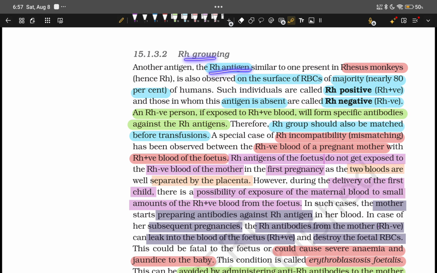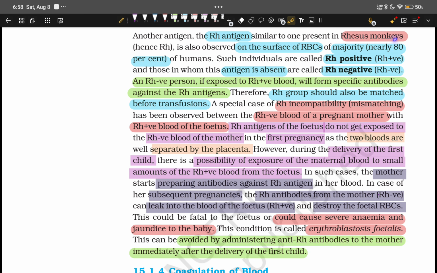Now we have Rh grouping. Rh grouping is based on the Rh antigen. The Rh antigen is basically present in the rhesus monkey and is also observed on the surface of RBC in a majority of humans, like 80% of humans have this antigen on the surface of RBC. The individuals who have this are called Rh positive, and when Rh antigen is absent, they are called Rh negative. 80% of the people have this, they are Rh positive.